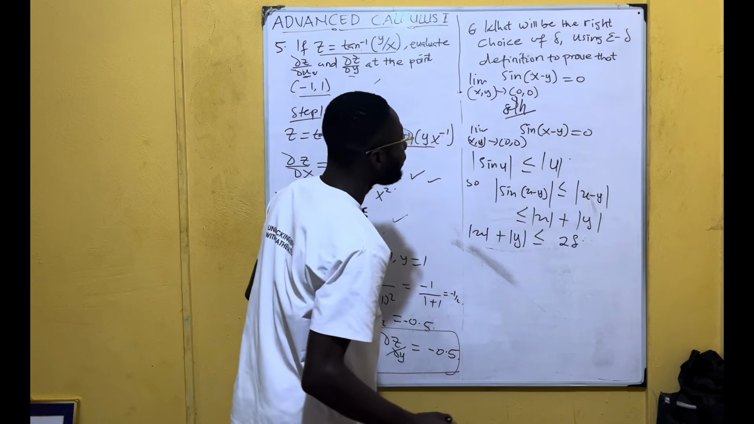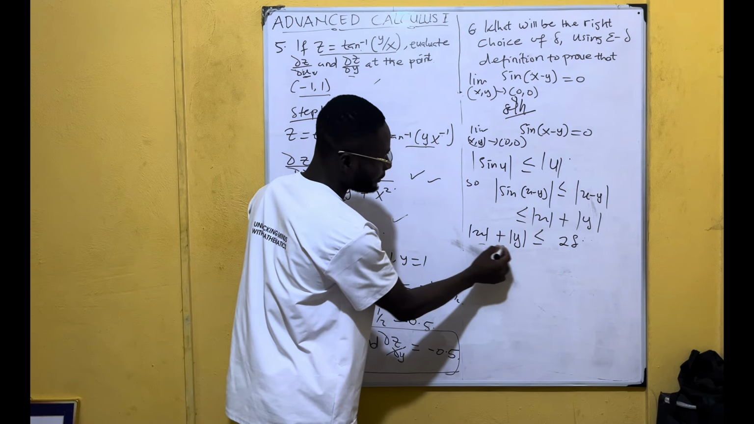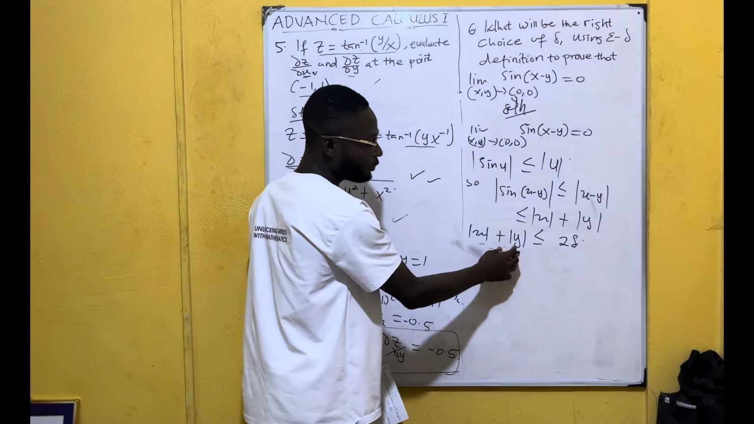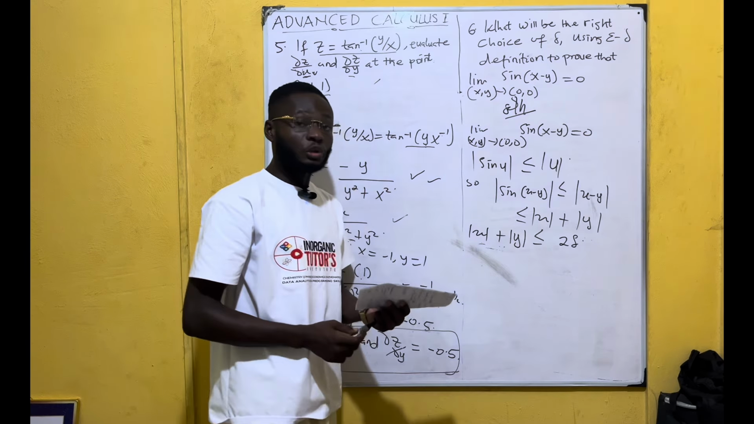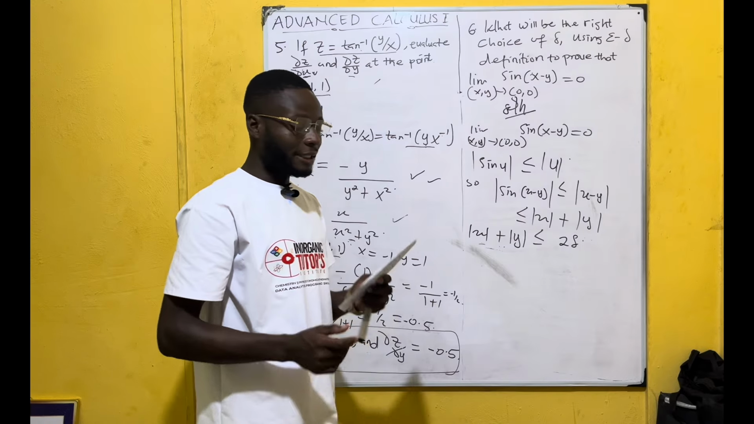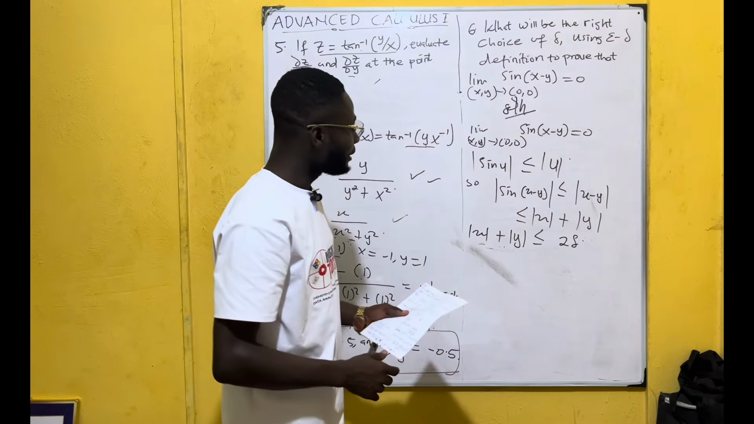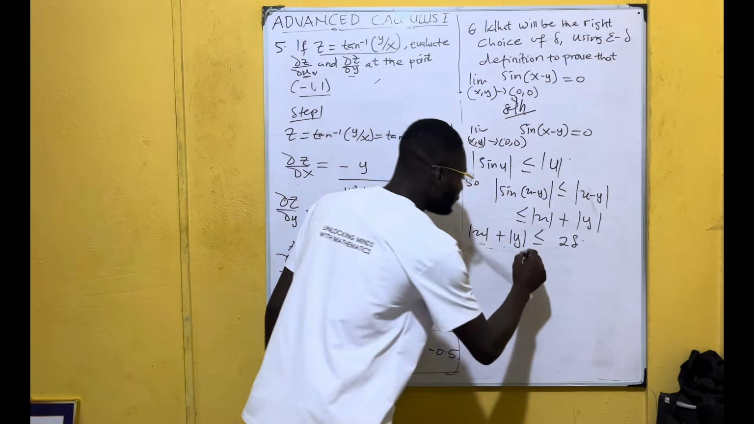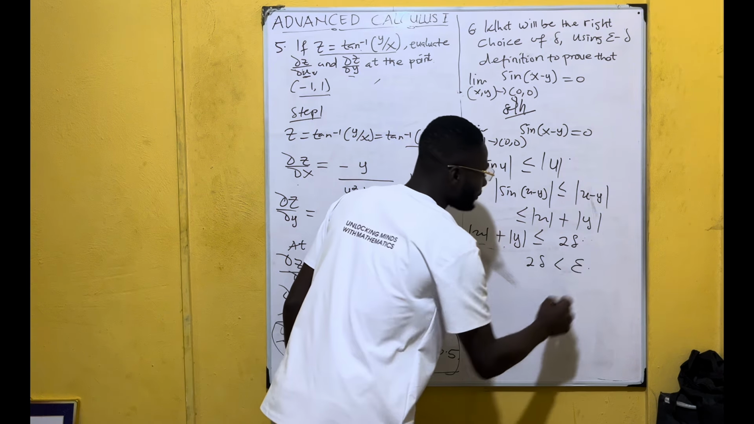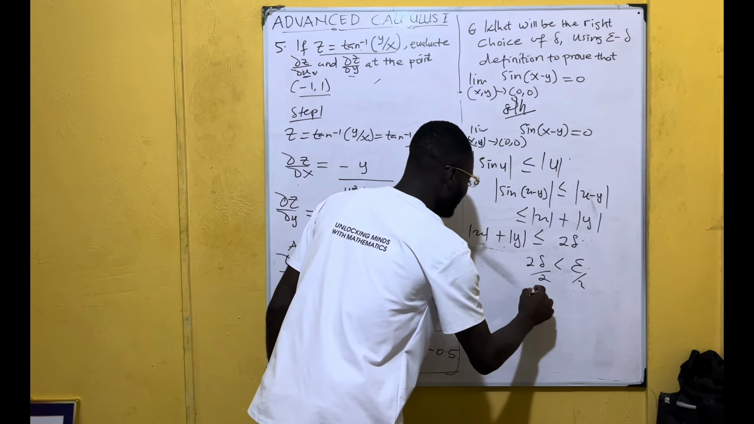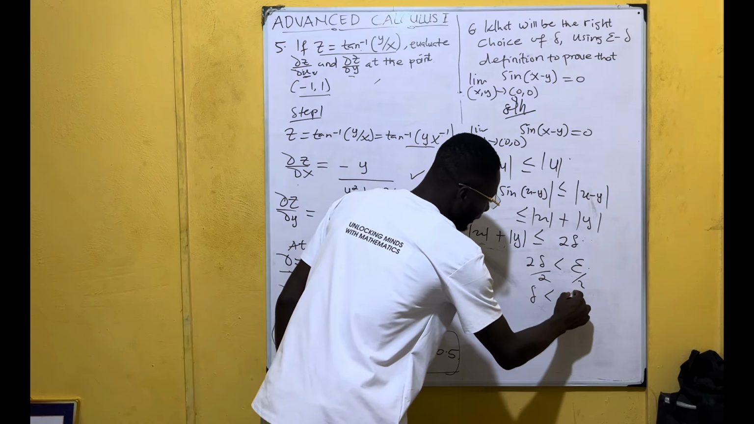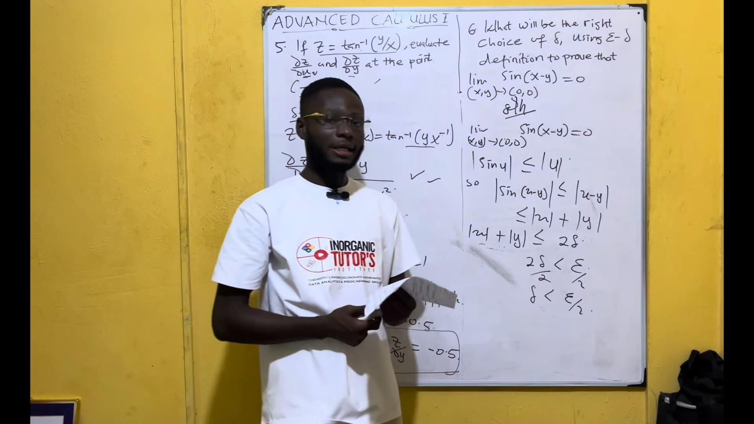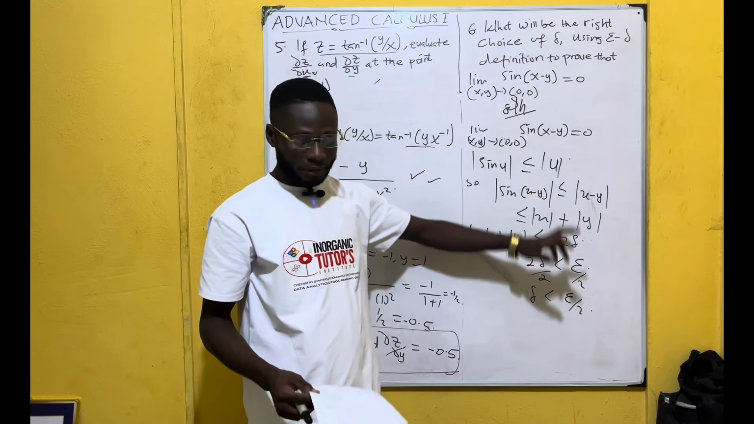delta, right? This is a delta, this is also delta, right? So absolute of x plus absolute of y must be less or equal to what? 2 delta, right? So to get the right choice for delta, we have to choose a surface that will clear this. So we have 2 delta to be less than what? Epsilon. So we divide here by 2, divide here by 2. We have delta to be less than epsilon on 2. So that is our right choice for this particular problem.